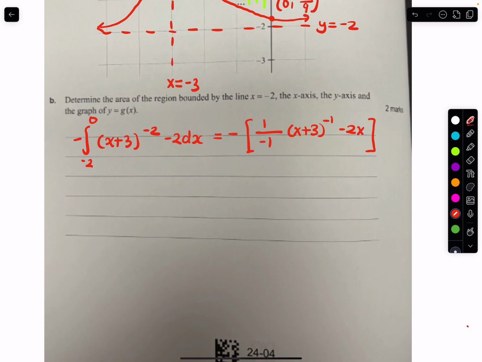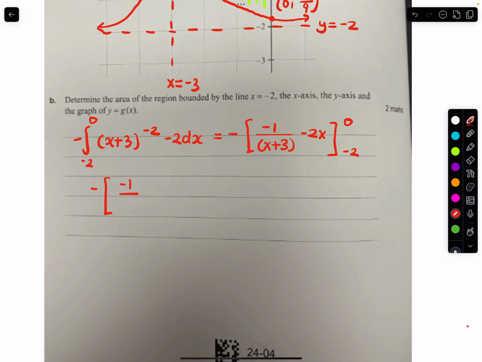Okay, so this part here becomes negative. Like -1 over, put this at the bottom. Put it at the bottom right there. All right, -1 over that basically, from -2 to 0.